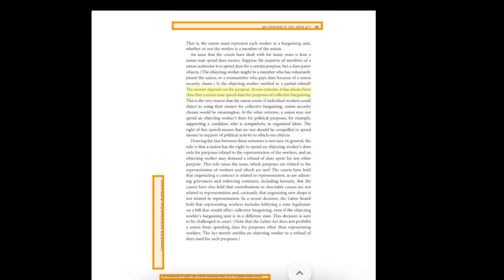At one extreme, it has always been clear that a union may spend dues for purposes of collective bargaining. This is the very reason that the union exists. If individual workers could object to using their money for collective bargaining, union security clauses would be meaningless. At the other extreme, a union may not spend an objecting worker's dues for political purposes, for example, supporting a candidate who is sympathetic to organized labor. The right of free speech means that no one should be compelled to spend money in support of political activity to which one objects. Drawing the line between these extremes is not easy.